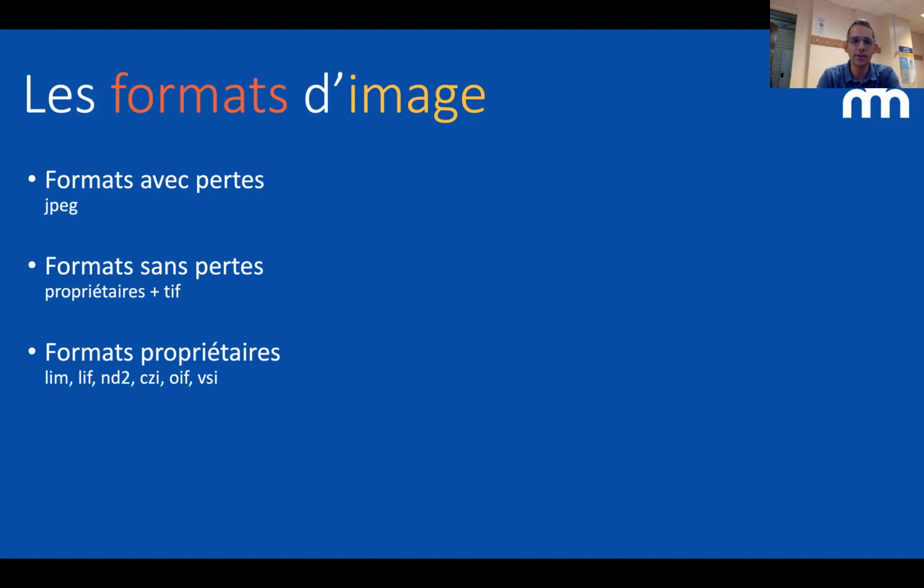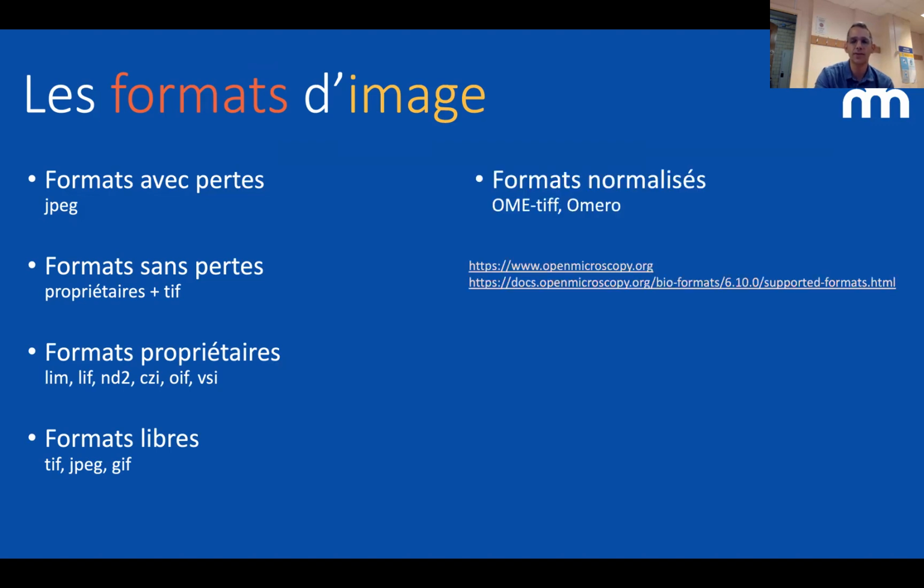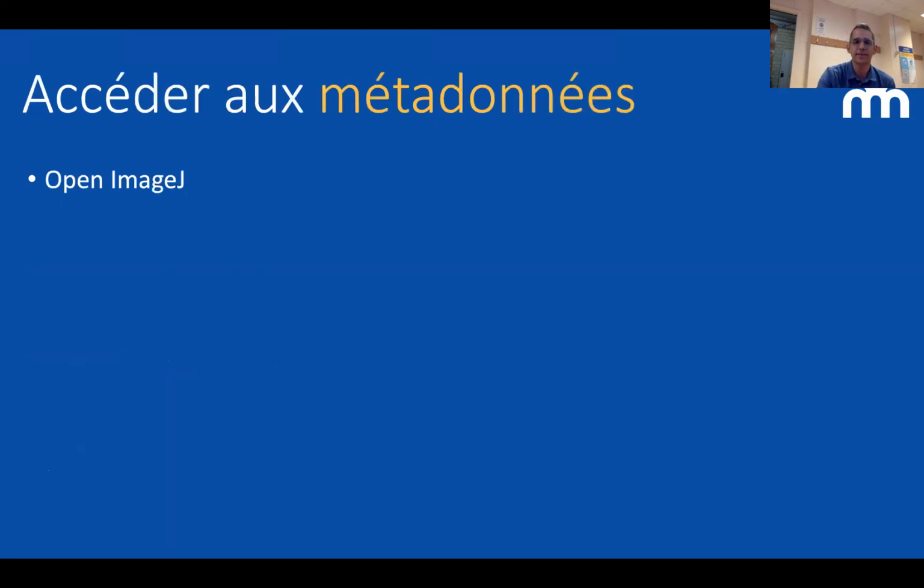Examples of different kinds of file formats you can find with the companies are LIM, ND2 for Nikon, Carl Zeiss Imaging, OIF for Olympus, LIF for Leica. There are also open source formats such as TIFF, JPEG, and GIF, or GIF, I don't know how you pronounce it. But the one we recommend is the one that is normalized for microscopy. And this is called OME TIFF and is made by the Open Microscopy Environment project. It's basically a TIFF that has data that is structured inside. It's not only the pixels, but you also have something we call metadata.